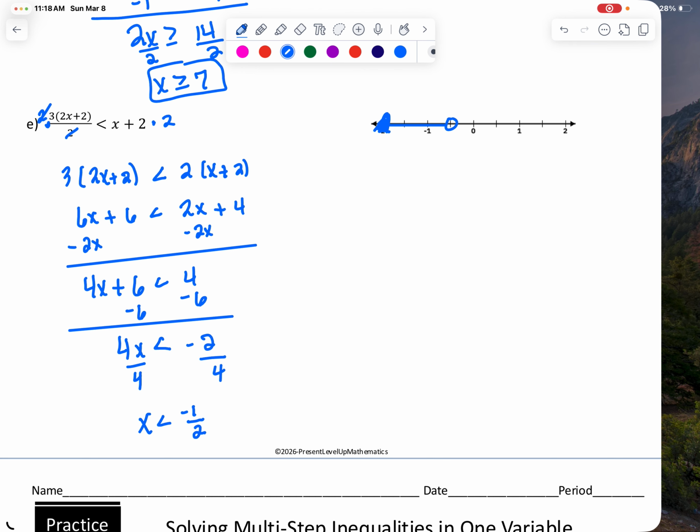And that concludes today's lesson, solving multi-step inequalities.